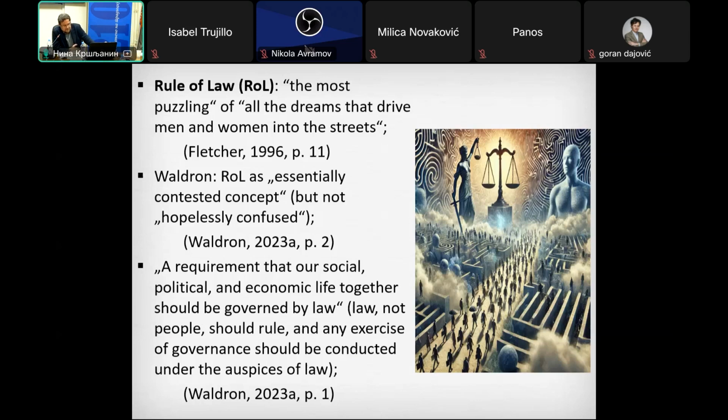As Jeremy Waldron pointed out, not just in this book but in some of his previous papers, the rule of law is an essentially contested concept, but in his opinion it is not hopelessly confused. And he started this book with a definition of the rule of law as a requirement that our social, political, and economic life together should be governed by law.